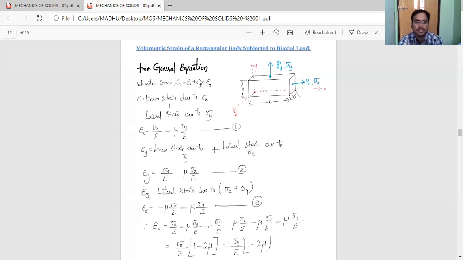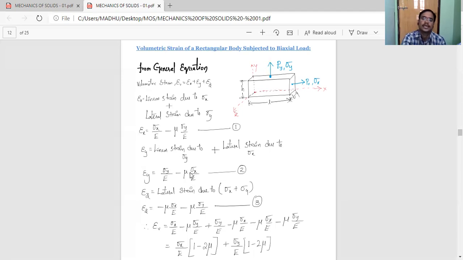So I want next epsilon y, the change in the dimension, that is the h dimension in the y direction. Because of this Py, h will increase, but because of this Px, h will decrease, because it is a lateral strain with respect to Px and a longitudinal strain with respect to Py, as mentioned. So, as discussed in the first case, it is the same: sigma y by E minus mu sigma x by E.